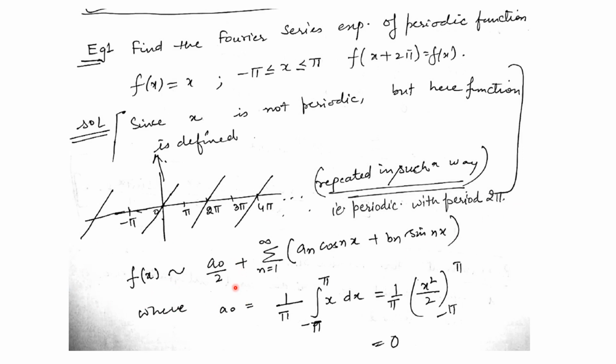It is a0 by 2 plus summation n going from 1 to infinity of an cos nx plus bn sin nx. The value of a0 will be 1 over pi, integration from minus pi to pi of x. What is x over here? It is nothing but the function. So integration of f(x) from minus pi to pi dx. So we get the value is 0.